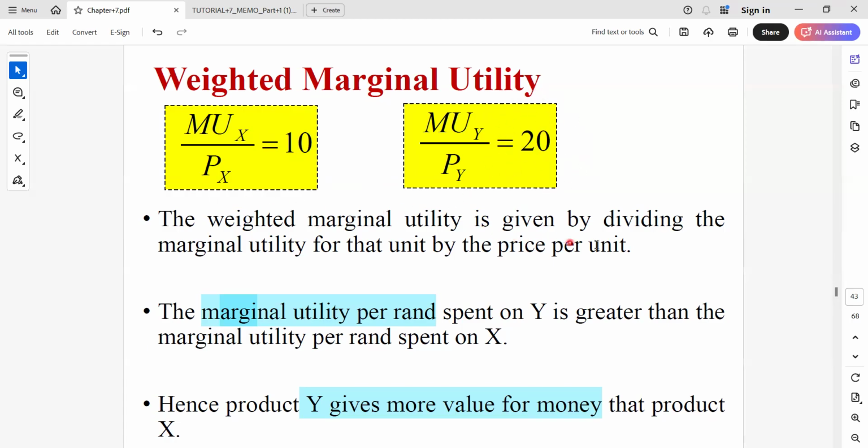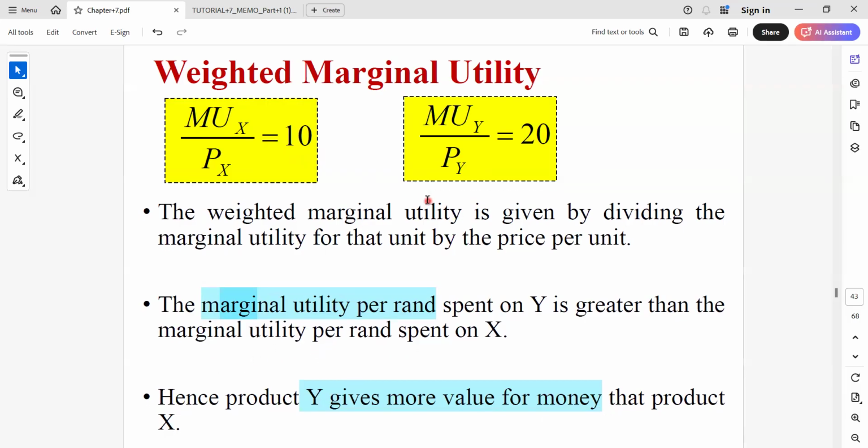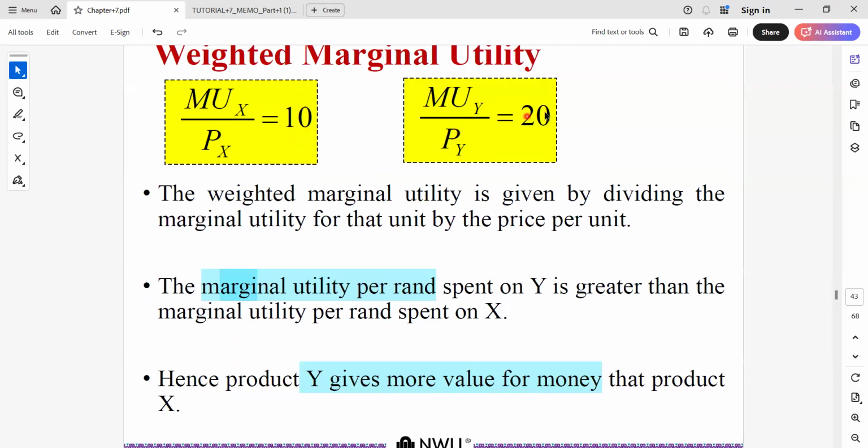So they're saying the weighted marginal utility is given by dividing your marginal utility for the unit by the price. The marginal utility per rand spent on good Y is greater than the marginal utility per rand spent on good X. You can see here, the marginal utility per rand for good Y is 20, and the marginal utility per rand for good X is 10, because we have divided by the price of this good. So product Y gives more value for money than product X, because the marginal utility per rand is 20 and here it is 10.